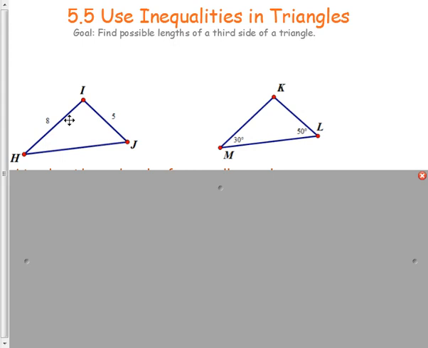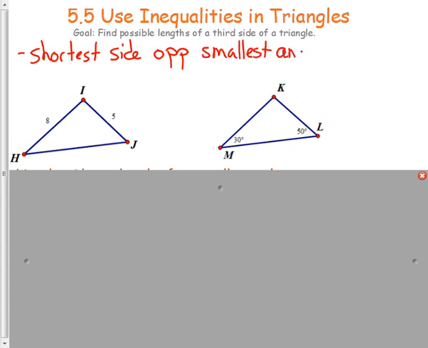The first one is the shortest side is opposite the smallest angle. You can also say the longest side is opposite of the largest angle. What will happen is you will be given two sides or two angles and asked to compare them.